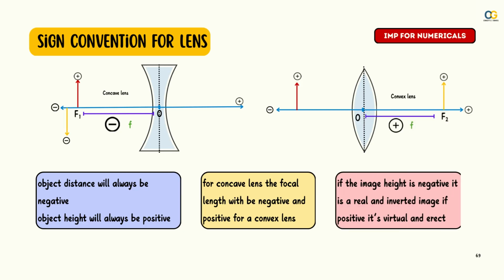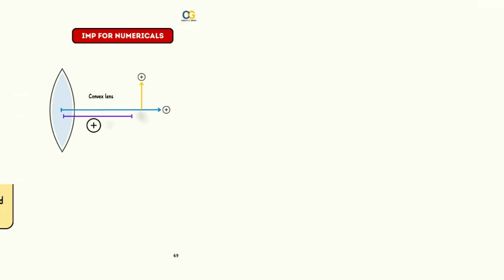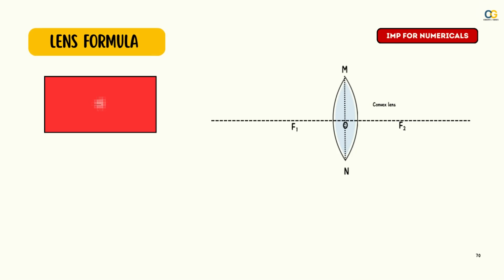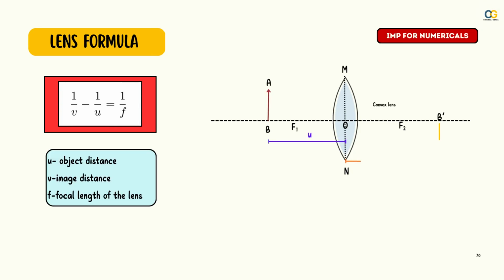And if the image height is negative, it is a real and inverted image, and if it is positive, it's a virtual and erect image. So let us now see the lens formula, which is 1 by v minus 1 by u equal to 1 by f, where u is the object distance, v is the image distance, and f is the focal length of the lens.